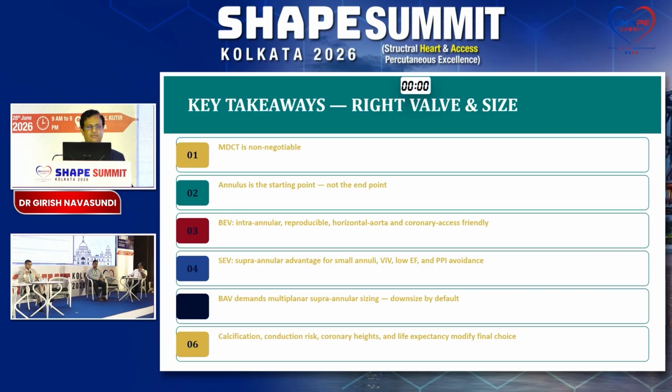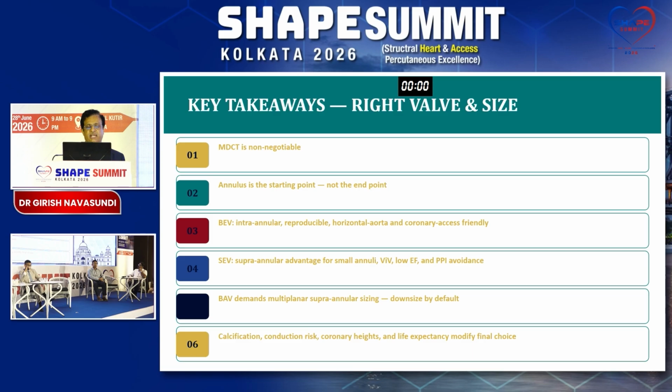And key takeaways on right valve size, if I have to mention, today MDCT is non-negotiable. Although we worry about contrast-induced nephropathy, as my colleague Dr. Shin was telling, if you give minimum contrast just to assess the annulus and the adjacent areas and forget about periphery and all that, we can still do with 30 to 50 ml contrast. Annulus is the starting point, not the end point. You need to look at every other parameter.